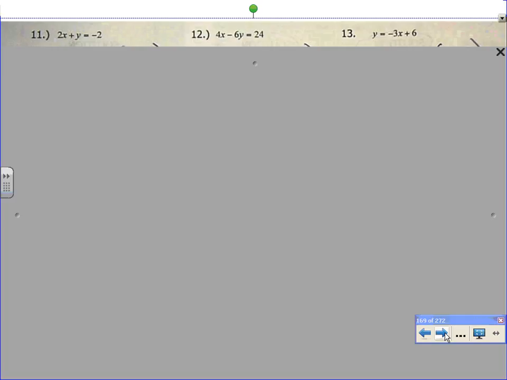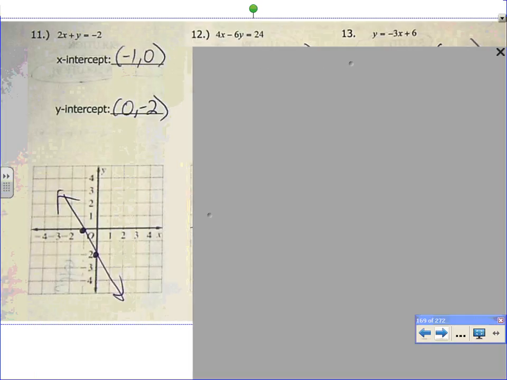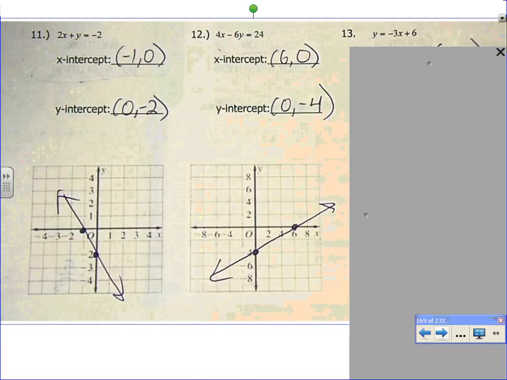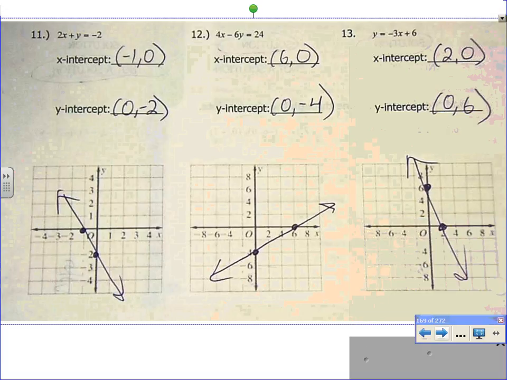So number 11, what are the x and y intercepts? Grace? Good job. My graph looks like that. That's what yours should look like. Number 12. David? 6. Yes. 6, 0, 0, -4. Should look like my graph on the bottom. And last one, number 13. Jordan? Yes. 2, 0, and 0, 6. Your graph should look like mine.